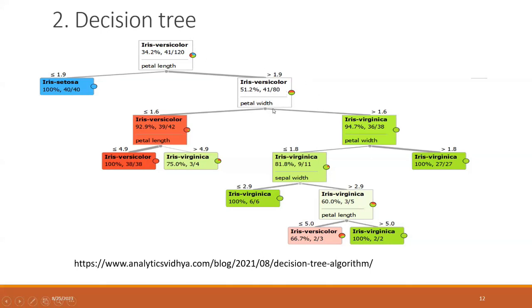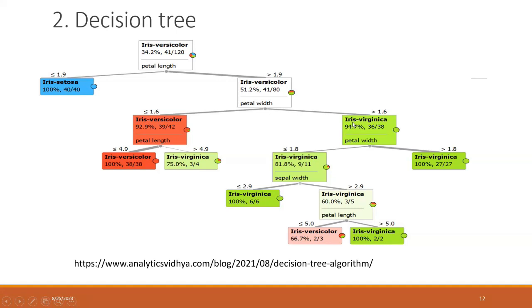Now again, at this point there is the petal width. If the petal length is greater than 1.9 and the petal width is less than or equal to 1.6, then it will be iris versicolor. Again, there will be a condition. If the petal length is less than or equal to 4.9, then it will be 100% iris versicolor. And if it is greater than 4.9, then it will be iris virginica, with a 75% probability. Now, if the petal width is greater than 1.6, so it is iris virginica, then it will check what is the percentage of iris virginica.